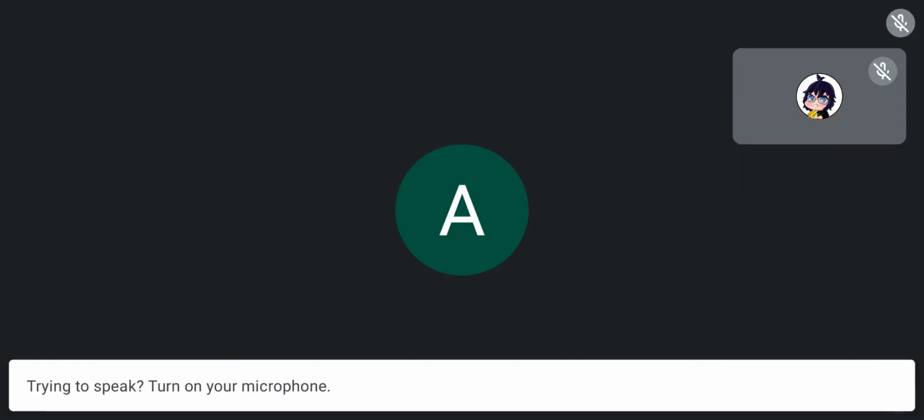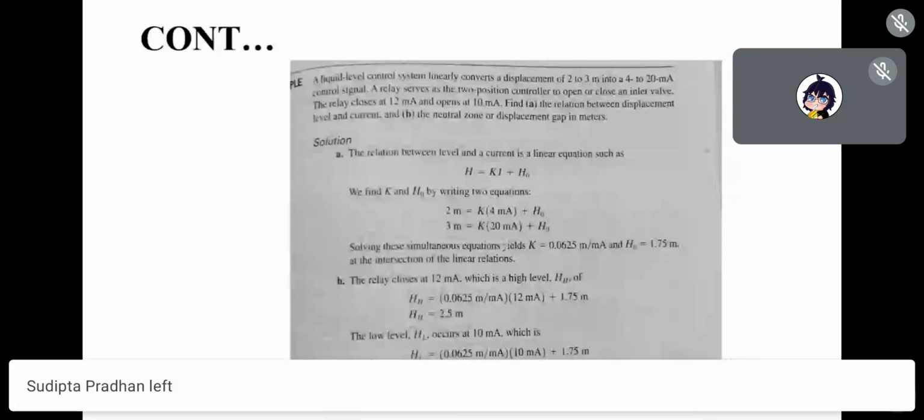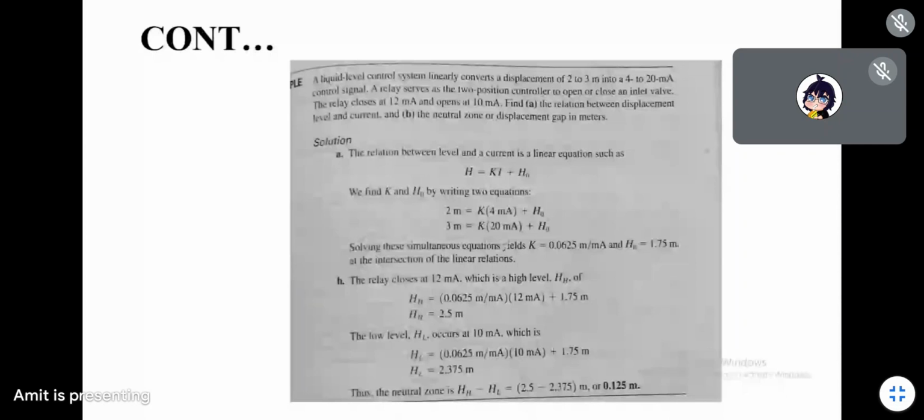into a 4 to 20 milliampere control signal. Okay, 2 to 3 meter into 4 to 20 milliampere control signal. Okay, so a relay serves as a two-position controller. So basically a relay generally means a switch. It serves as a two-position controller to open or close an inlet valve.